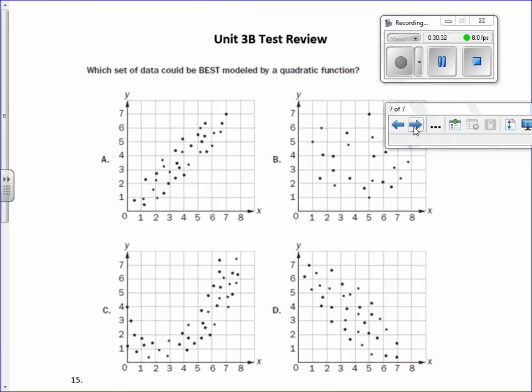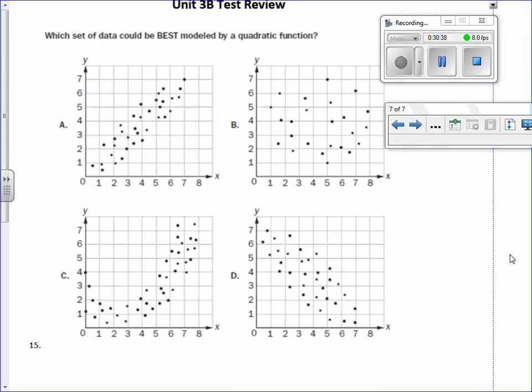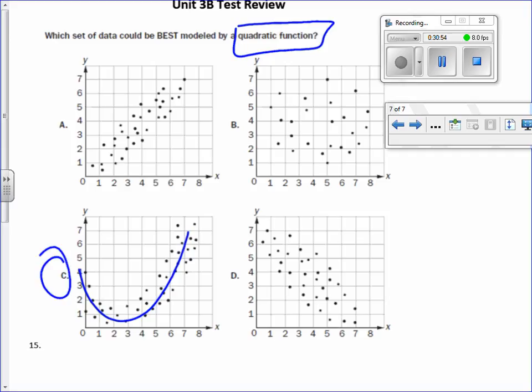And then this last one, we haven't looked at this at all, but I'm confident that you guys can answer this question. Which one of these is quadratic? When you graph a quadratic function, which shape does it have? Which one looks the most like a U? So this is quadratic. It's a U-shaped curve.